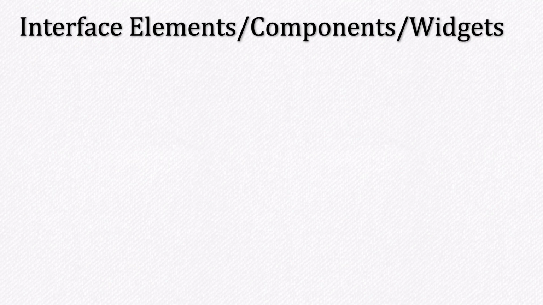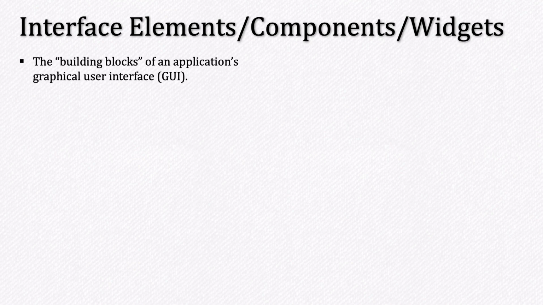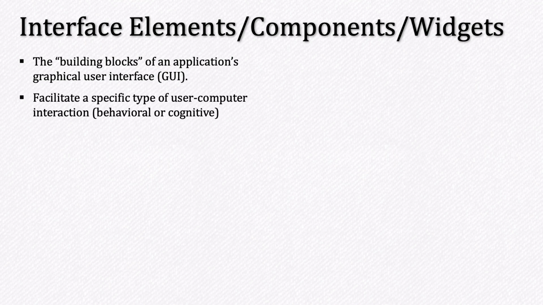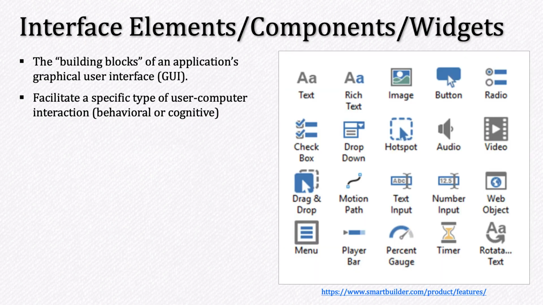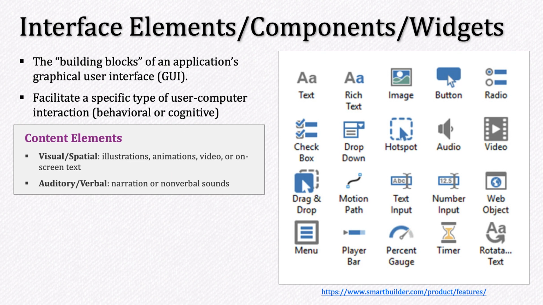After all, these days, most multimedia is something users see and interact with digitally. Therefore, it is ultimately software and has an interface. So what are the building blocks of user interfaces? There's no definitive list, but you could think of these building blocks as interface elements, components, or widgets. And each of these elements facilitates a specific type of interaction, either behavioral or cognitive. And these interactions take place between the learner and the multimedia instructional message. And generally speaking, we can divide these elements into two categories. The first category contains content elements.